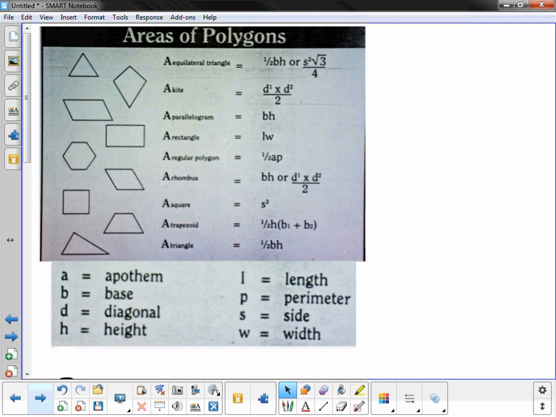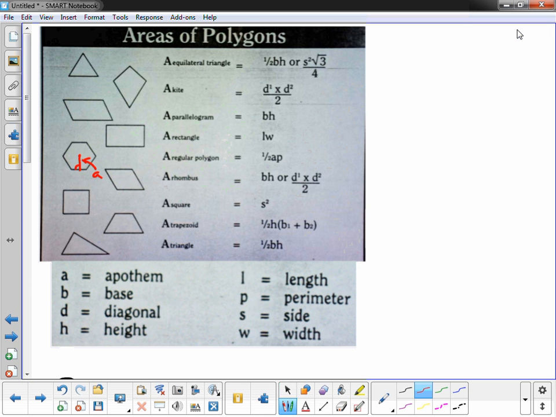So let me sketch it in here real quick. The apothem starts at the center of the polygon, and it goes to the side of the polygon, and it's perpendicular to the side. That's the apothem. That little length from the center out to the side. In essence, it's kind of like the height of a triangle.